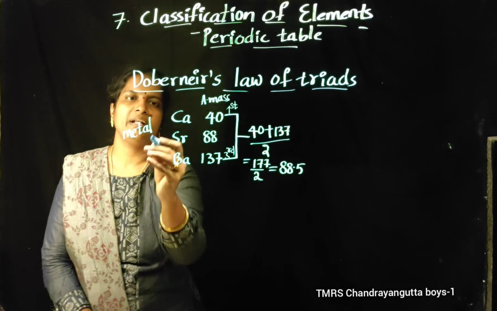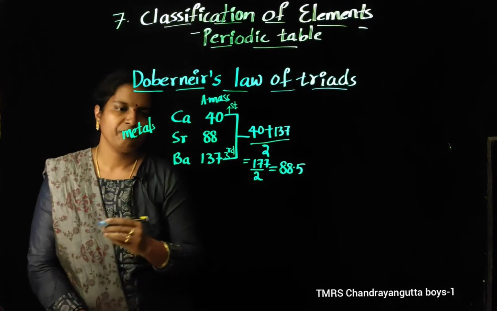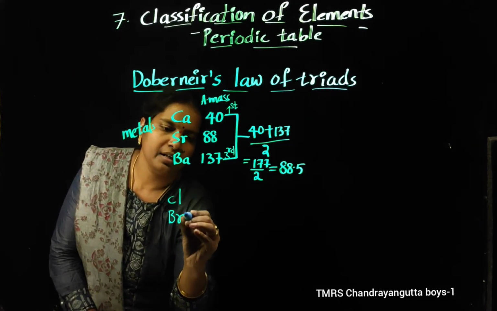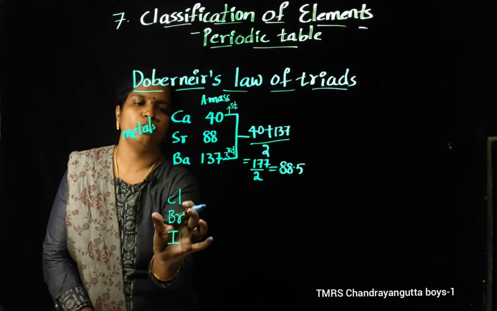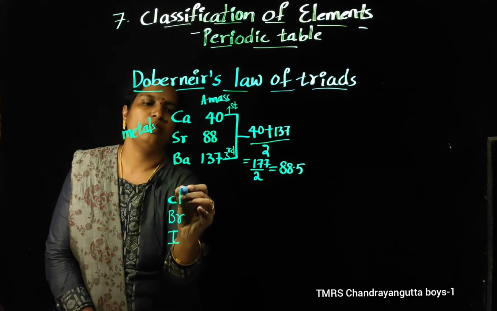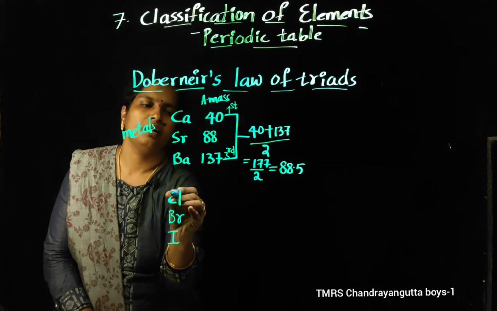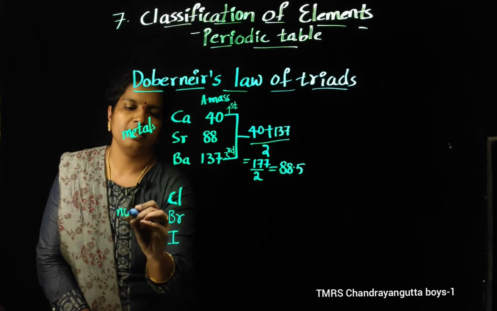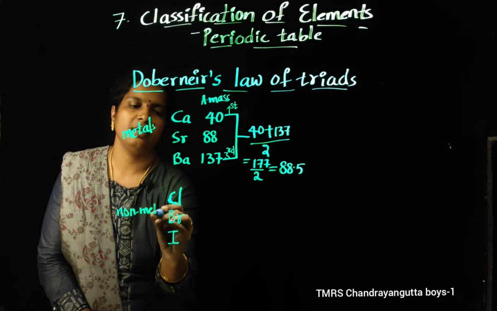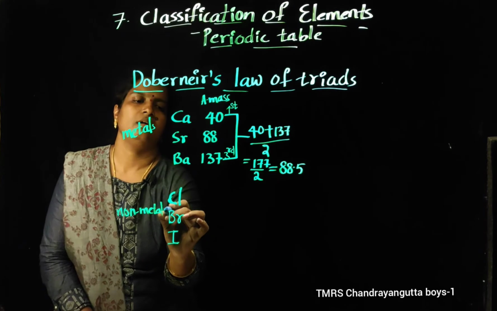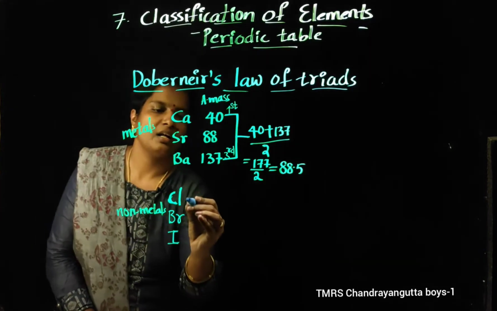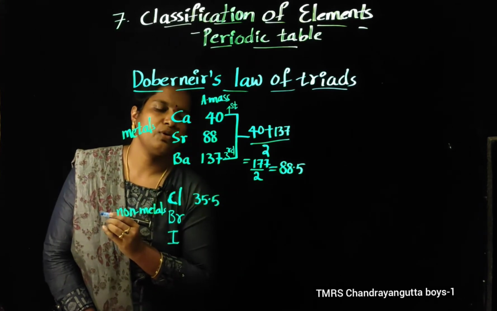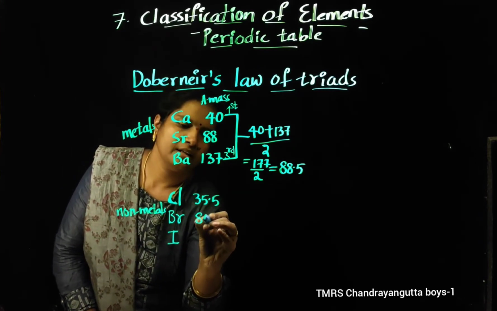Next, not only metals, he took non-metals also: chlorine, bromine, iodine. These are non-metals. What is the atomic mass of chlorine? That is 35.5. Bromine is 80.